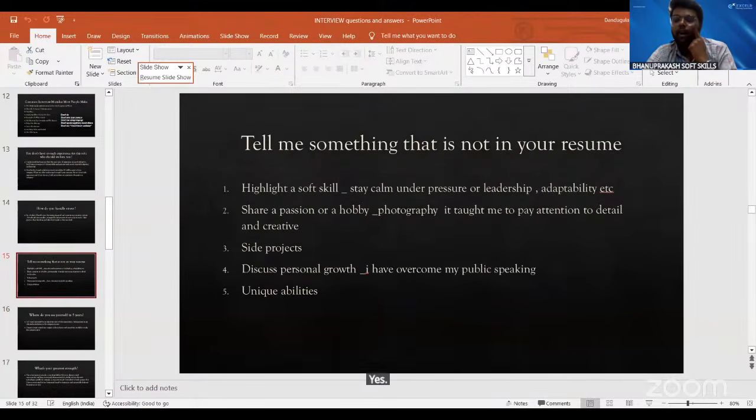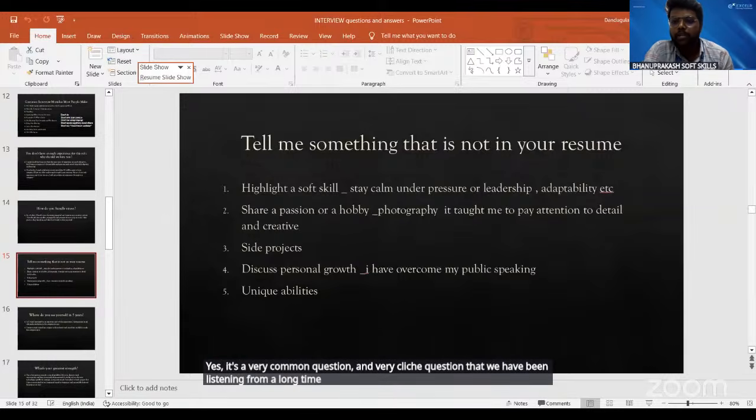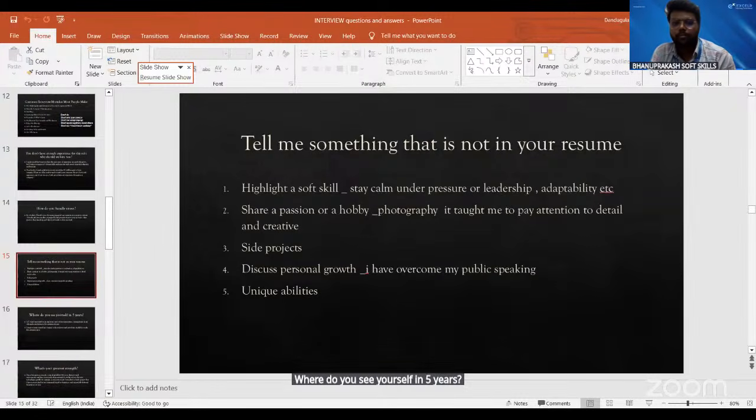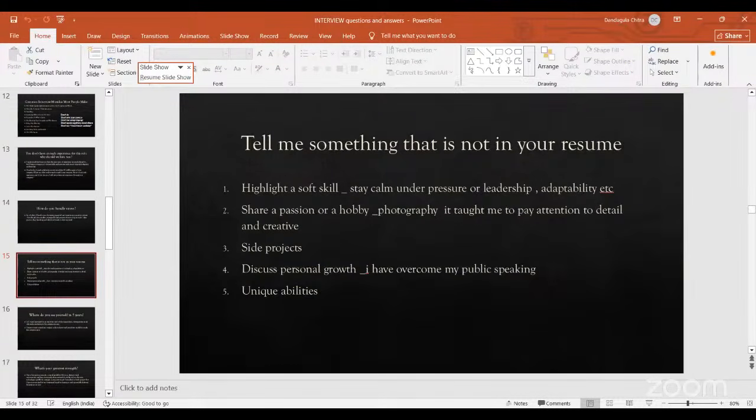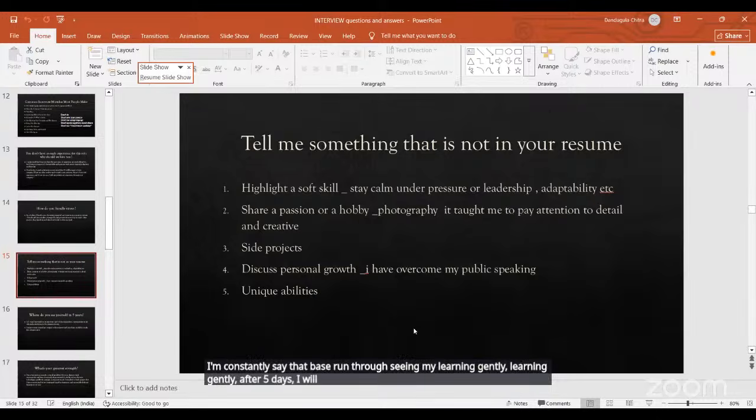Yes, it's a very common and very cliche question that we have been hearing for a long time. Where do you see yourself in 5 years? Where do you see yourself in 5 years? I can confidently say that, based on my learning journey, after 5 years I will be in a great position like team leader, etc.